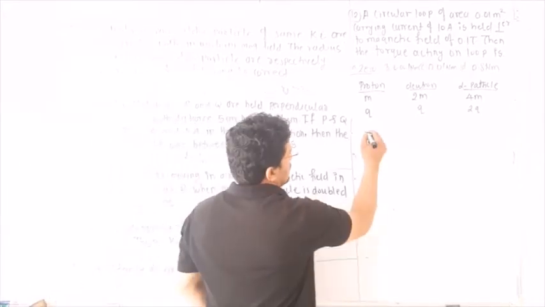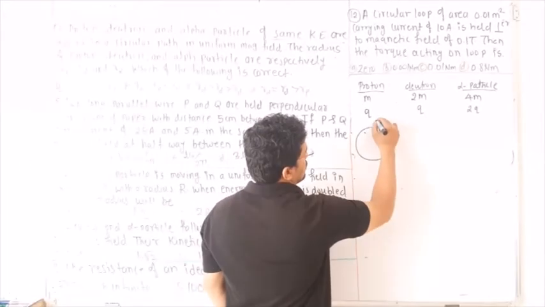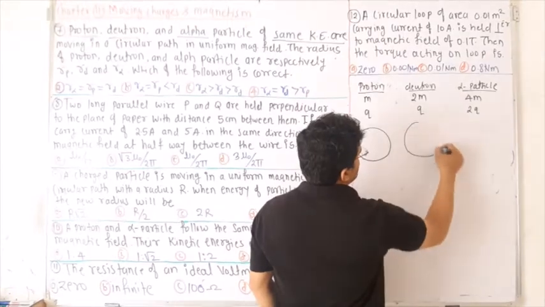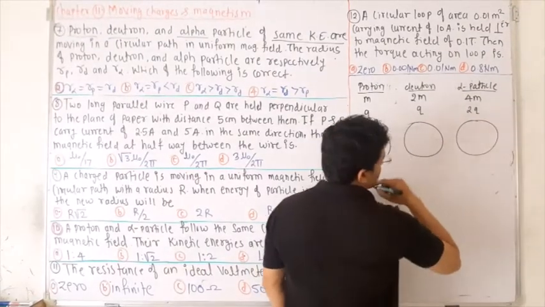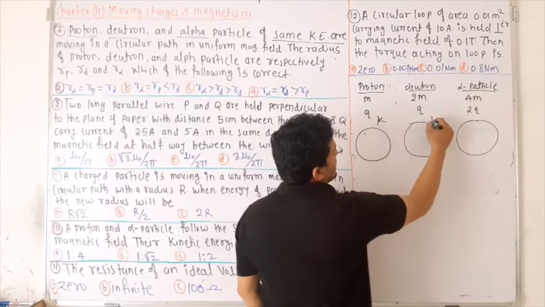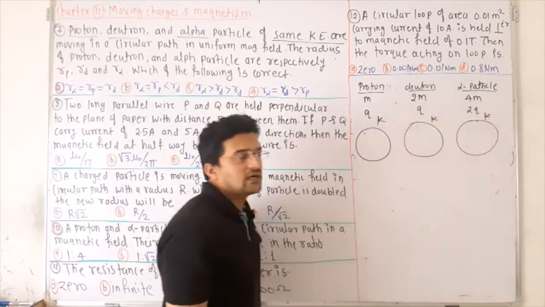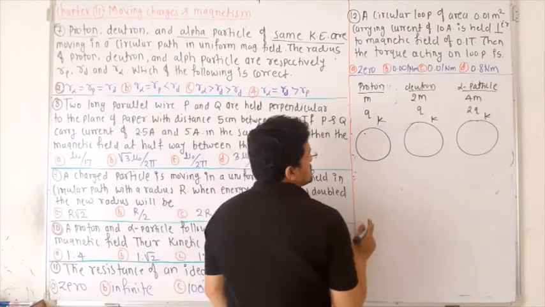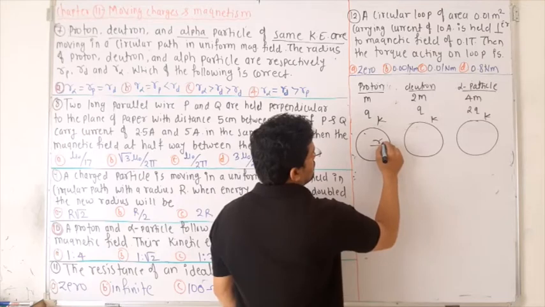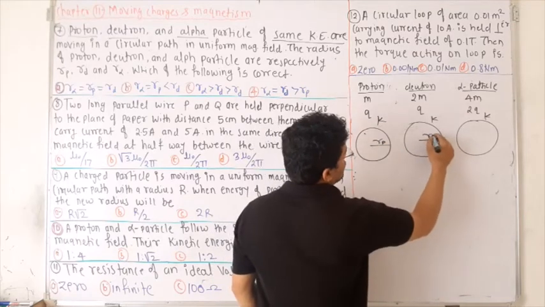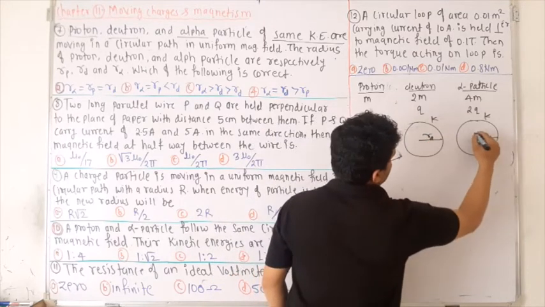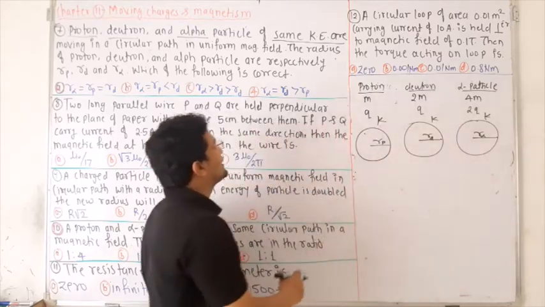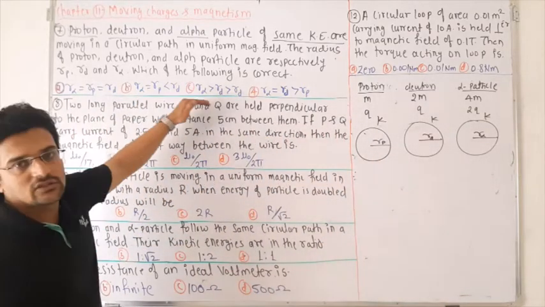So maybe this is for the proton, this is the deuteron, and this is the alpha particle, correct? All are having the same kinetic energy. Now the question is, what will be the radius of the proton, what will be the radius of the deuteron, and what will be the radius of the alpha particle? What is the relation between them, and which option is correct?